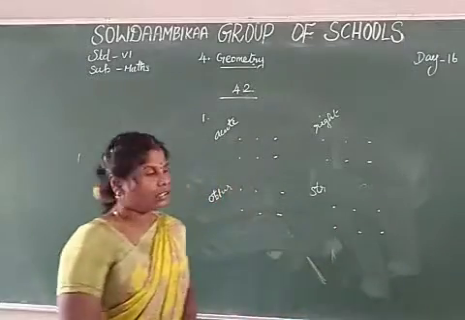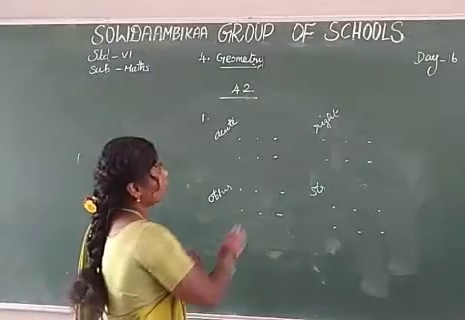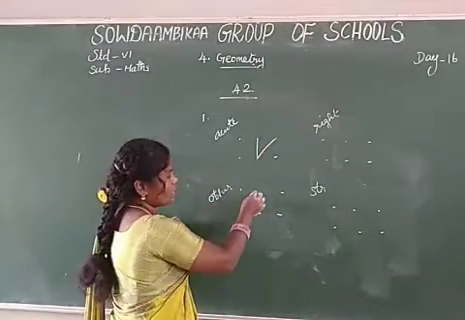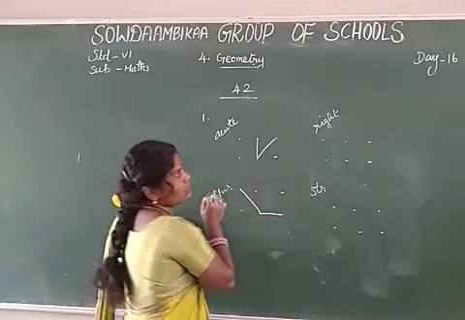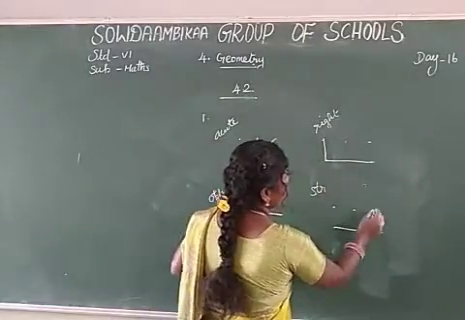Okay, now draw the acute angle and obtuse angle using these points only. This is the acute angle. Okay, next. This is the obtuse angle, and the right angle and straight angle.